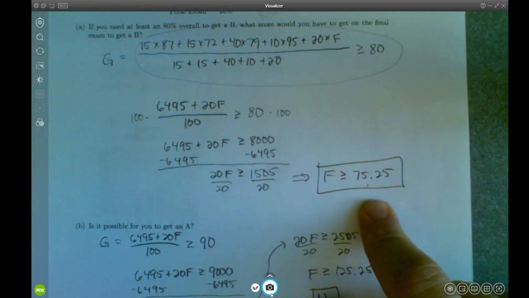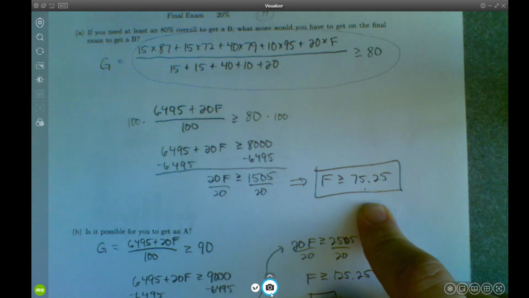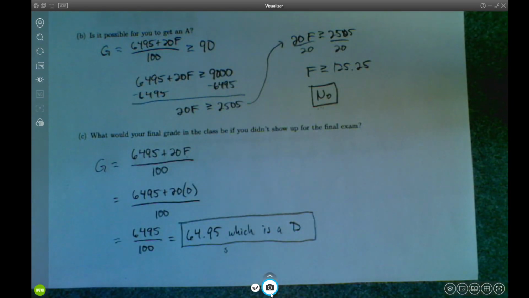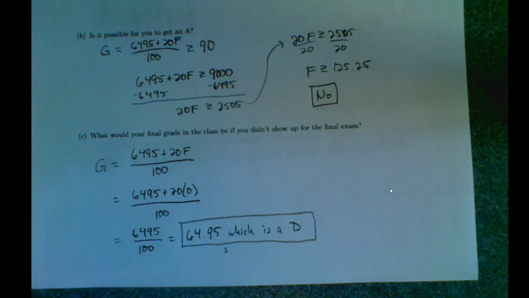Okay, but the good news is, as long as you get at least a 75.25%, you can get a B in the class. So that's the idea there, and this is how weighted means affect you as a student. That's all I have for this section, so I will check in with you next time.